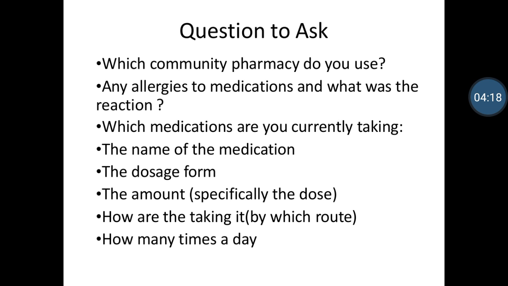Then the amount, specifically the dose, is also important, because dose is calculated depending on the weight of the patient. If the weight is really large, if the patient is obese, the dose may sometimes be increased, so that should also be known. If a low amount of dose is given, the patient does not have any significant effect from the medicine. How are they taking it, by which route, oral route or parenteral route, that is also important. And how many times a day the patient takes the medication, one time, two times or three times, that is also important.